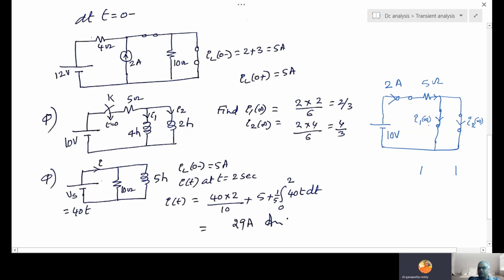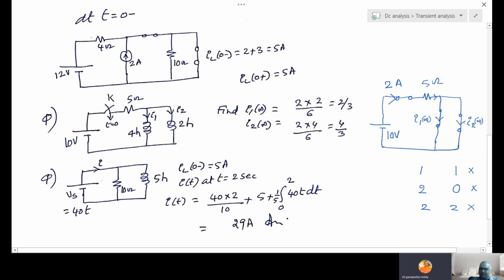Or some students think that first this is shorted, so the whole current will go through here. This is 2. This is 0. So this is a mistake. Some students say 2 and 2. This is a horrible mistake. So like that, different. But what do we have to do?